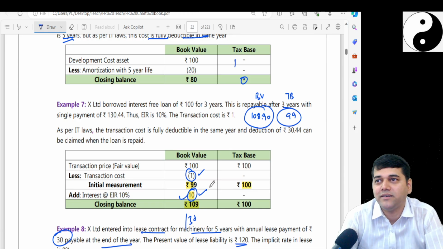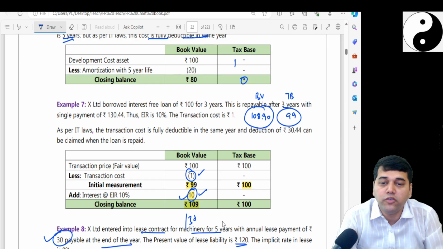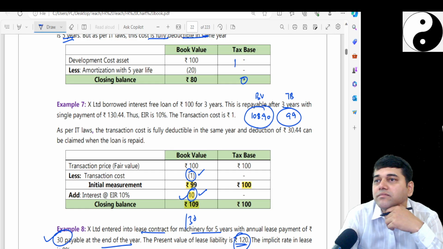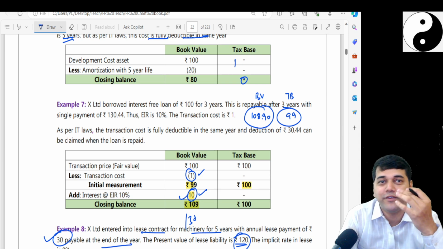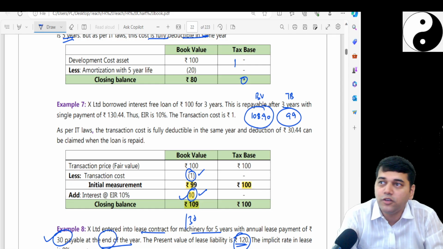What happened here? Here you are paying 30 rupees every year, for 5 years. Its present value comes to 120. What accounting entry do you pass? When will the accounting entries come into the picture? You pay at the end of the year. Will you pass the entries at the end of the year or at the beginning of the year?